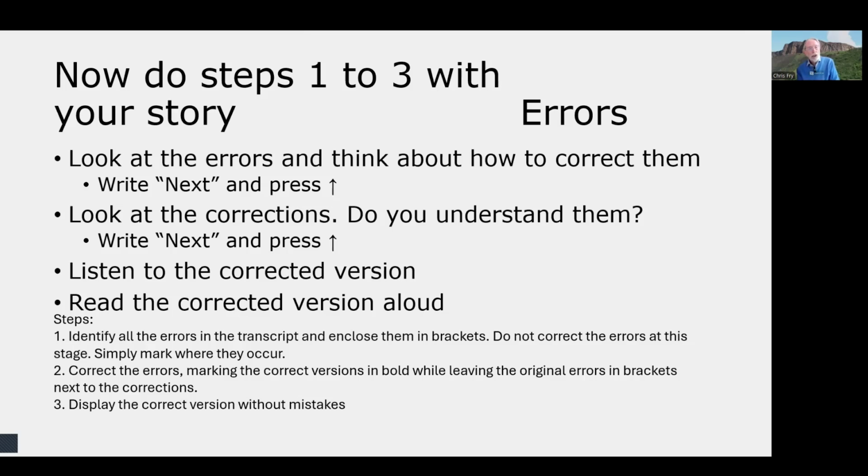So the idea is now that you do steps 1 to 3 with your story. Remember, this is about errors. Step 1, you look at the errors and think about how to correct them. Step 2, you look at the corrections. Do you understand them? Write next and press the up arrow. So the whole basis of having 9 steps is that it always waits before doing the next step for you to write next. So you could listen to the corrected version, and I'll show you how to do that in the next screen. And you could perhaps ask your students to read the corrected version aloud.